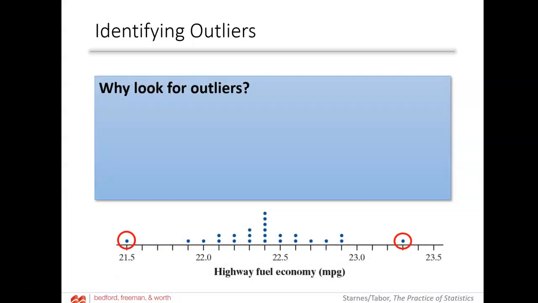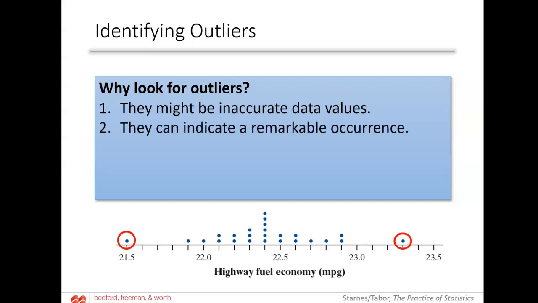All right, why do we look for outliers? Well, they could be just inaccurate data values. Sometimes it's bad sampling or someone entered data poorly. It happens. They can also indicate remarkable occurrences.